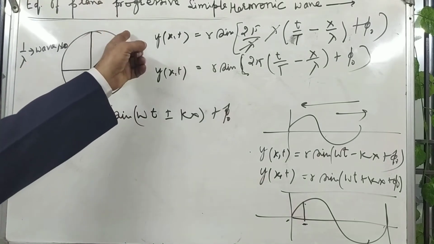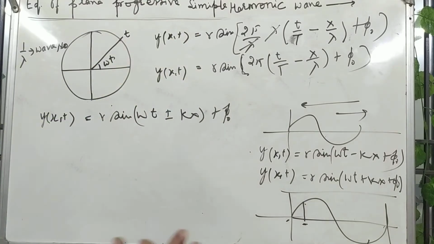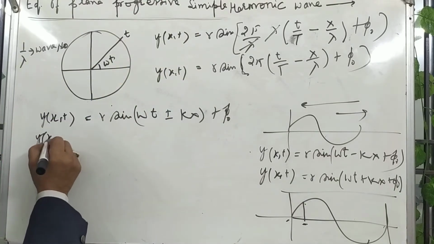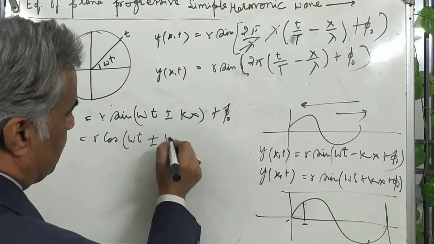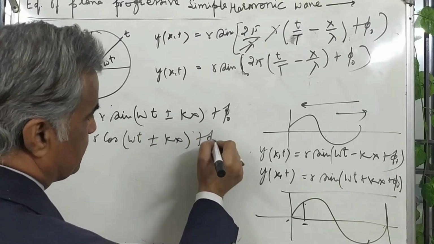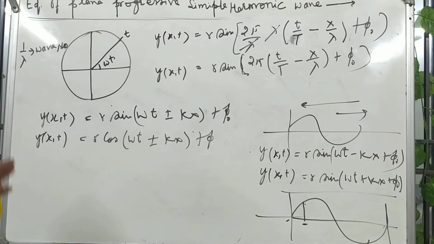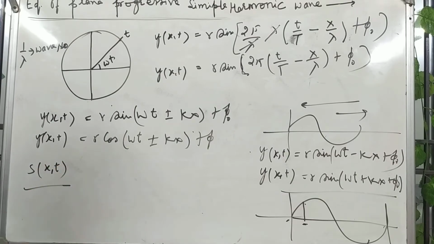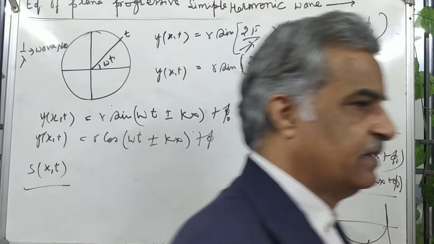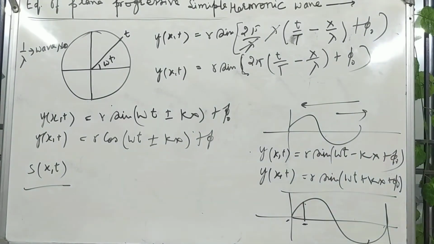Now, this plane simple harmonic wave, you may write with a cos function also: y(x,t) = r cos(ωt ± kx + φ₀), and their addition also can be written. In addition, I am writing y(x,t) or s(x,t). So what will happen? Very simple.